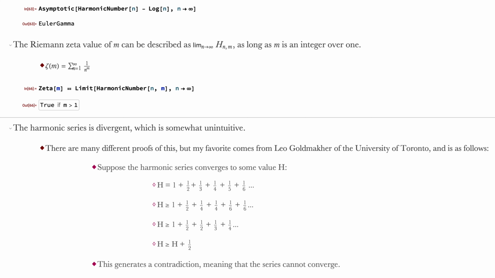However, this then implies that h is greater than or equal to h plus 1/2, as when we grouped those like fractions, we gained a 1/2. This then generates a contradiction because h cannot be greater than or equal to h plus some value, meaning that the series cannot converge.